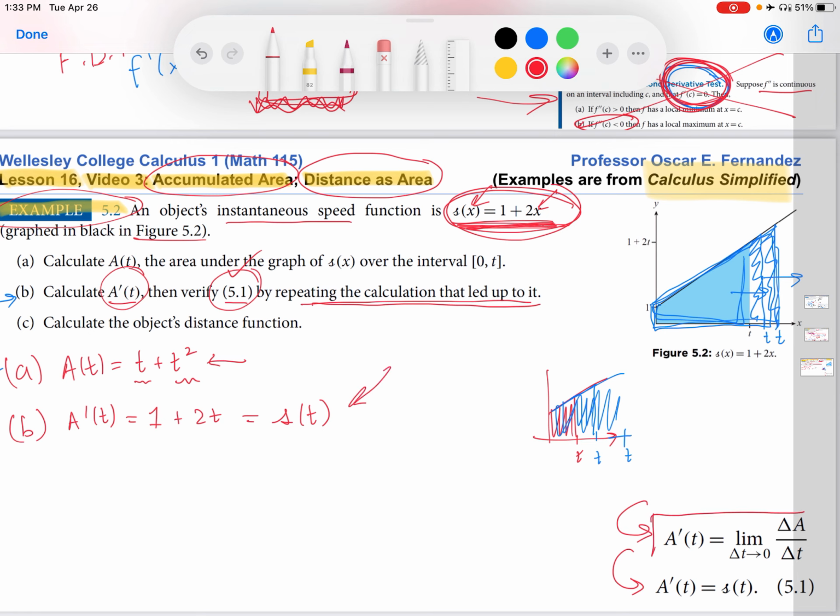What I've just done here is I calculated the derivative, I got something, and I related it to the s of x function, the instantaneous speed function that we had. So I verified this formula 5.1 in that sense. Now I'm going to verify it in this sense, right?